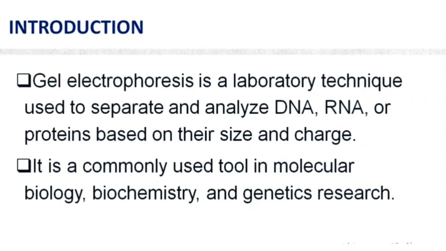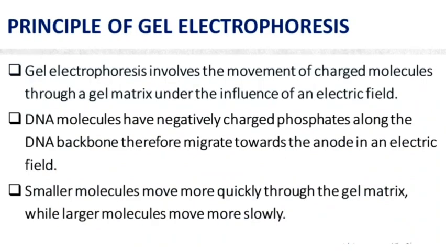Gel electrophoresis is a lab technique used to separate and analyze DNA, RNA, or protein based on their size and charge. The principle of gel electrophoresis is the movement of charged molecules through a gel matrix when an electric field is applied. DNA molecules have negatively charged phosphates along the DNA backbone, so they migrate towards the anode when an electric field is applied. Smaller molecules move faster than larger molecules.